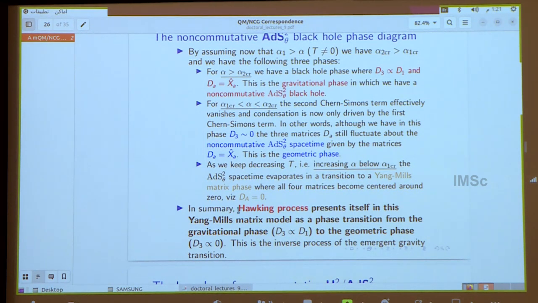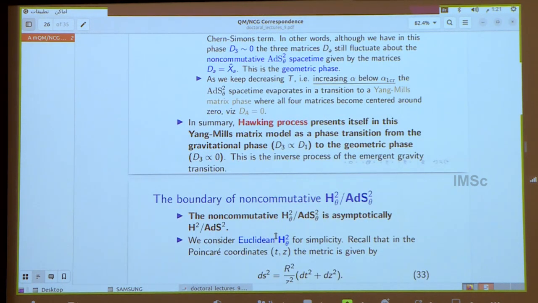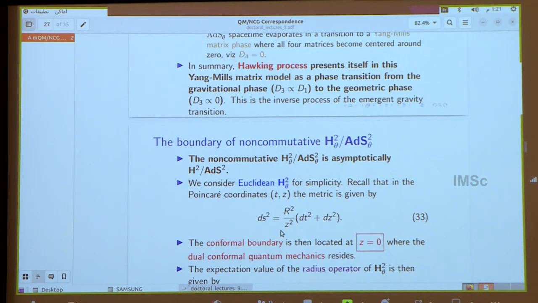In summary, the Hawking process presents itself in this Yang-Mills matrix model as a phase transition from the gravitational phase to the geometric phase. This is the inverse process of the emergent gravity transition. At this stage, this is what I wanted to say about the non-commutative black hole. If I still have time, I would like to say something about the theory at the boundary of non-commutative AdS2.